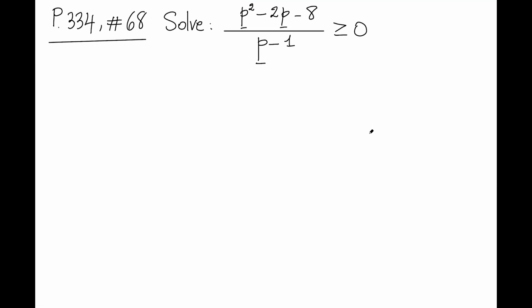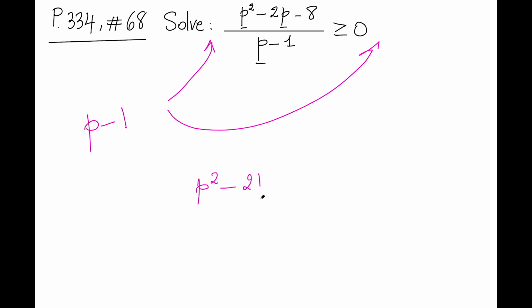Solve this quotient: p squared minus 2p minus 8, divided by p minus 1, greater than or equal to 0. You may think if you multiply both sides by p minus 1, that does the job. Which means you multiply both sides by p minus 1 and get p squared minus 2p minus 8 greater than or equal to 0 as an equivalent statement once you multiply by p minus 1.